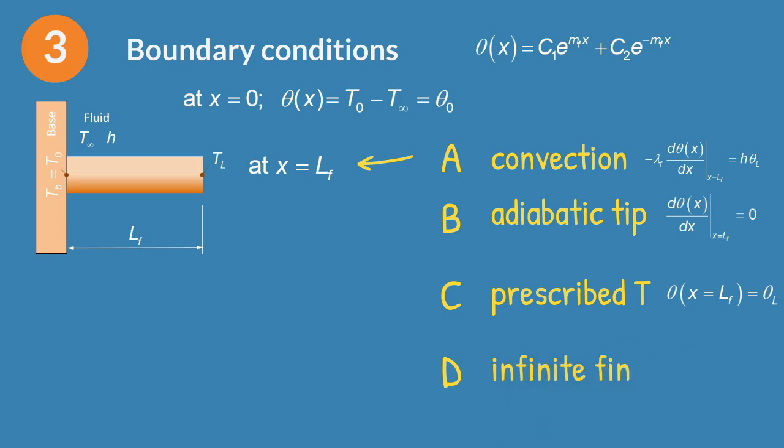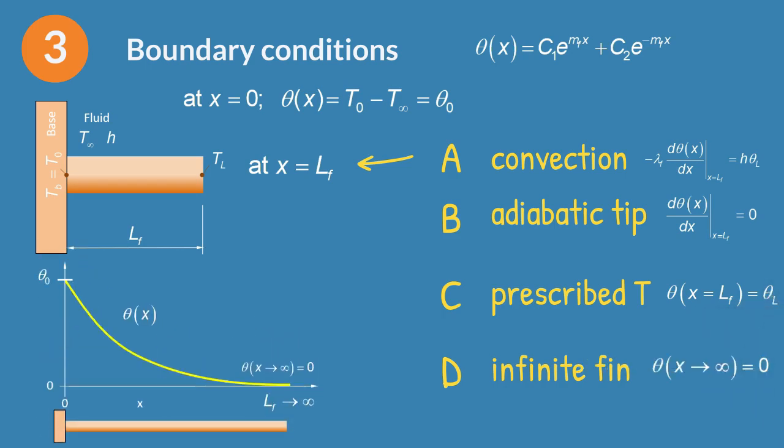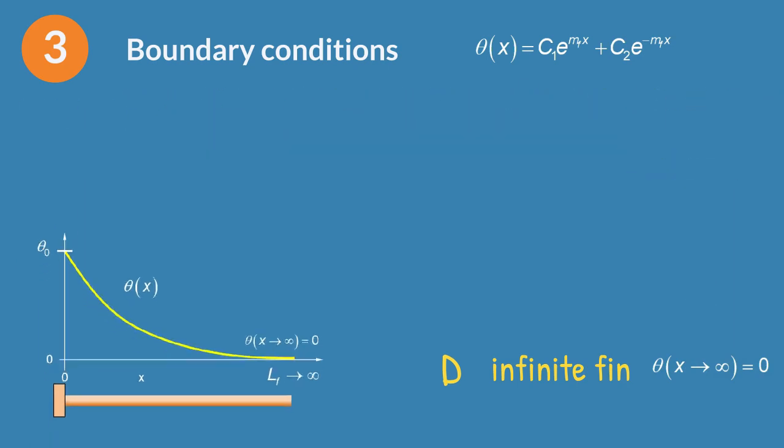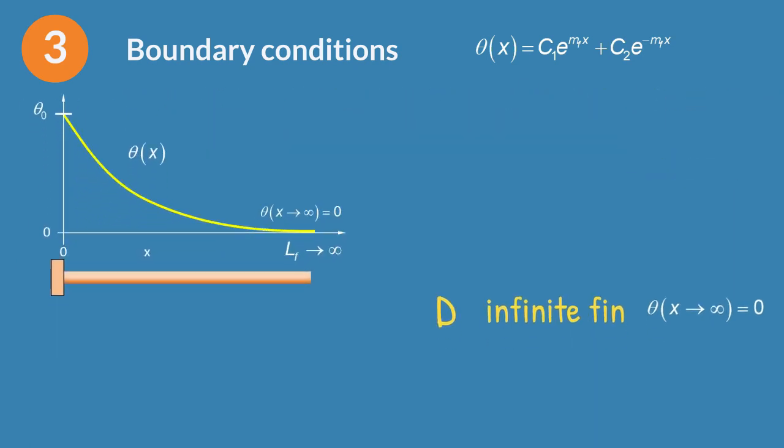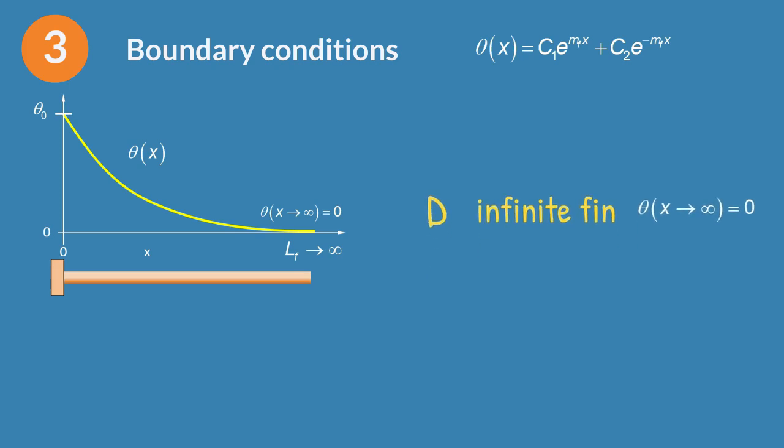Condition D is an ideal case in which the length of the fin tends to infinity. In such a case, the tip temperature tends to equal the fluid temperature and theta tends to 0. This is an unreal case, but it is mathematically the simplest, so we will start by studying this case.